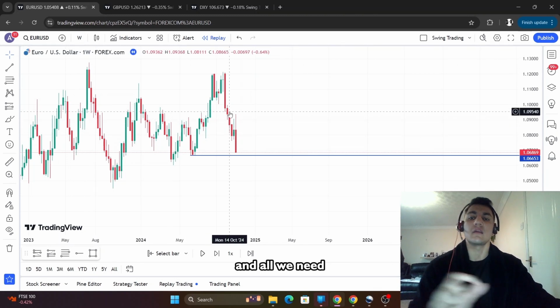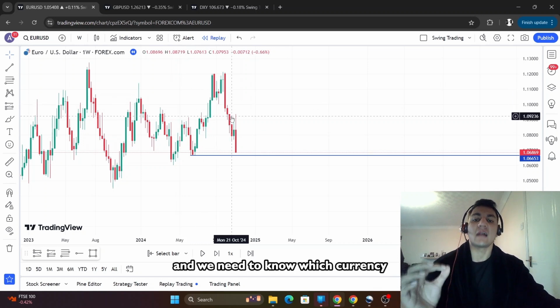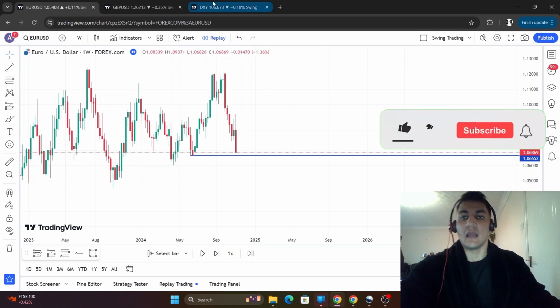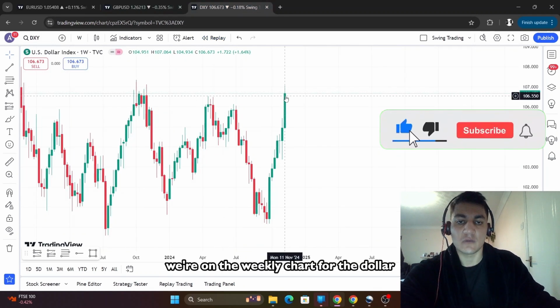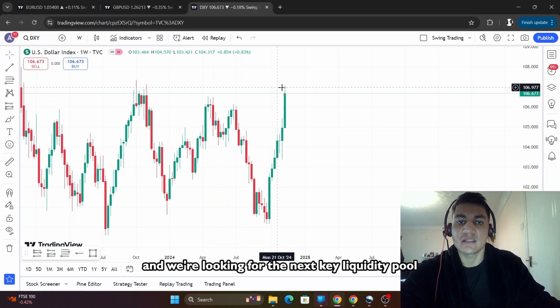And the only thing we need to know is the direction, which the weekly chart will tell us. And we need to know which currency is the strongest and weakest. And what do I mean by that? If we go look at the dollar, we're on the weekly chart for the dollar. We're bullish on dollar. We've had this huge move upwards, and we're looking for the next key liquidity pool.